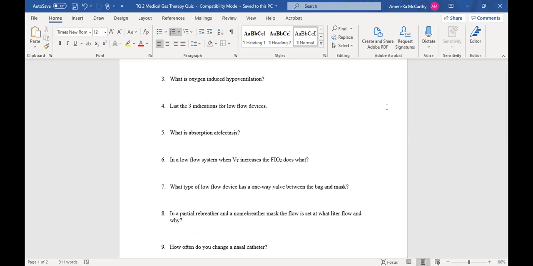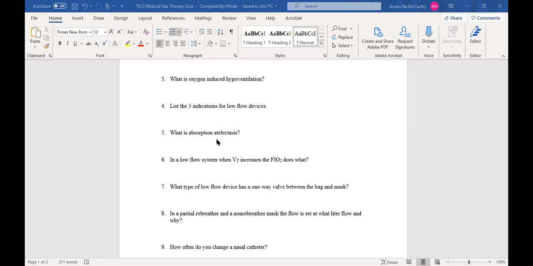Number 5, Mr. Clay, what is absorption atelectasis? It's when the nitrogen in the alveoli is depleted and it collapses. Good. So what are the two things that are necessary for absorption atelectasis? Has to be there.